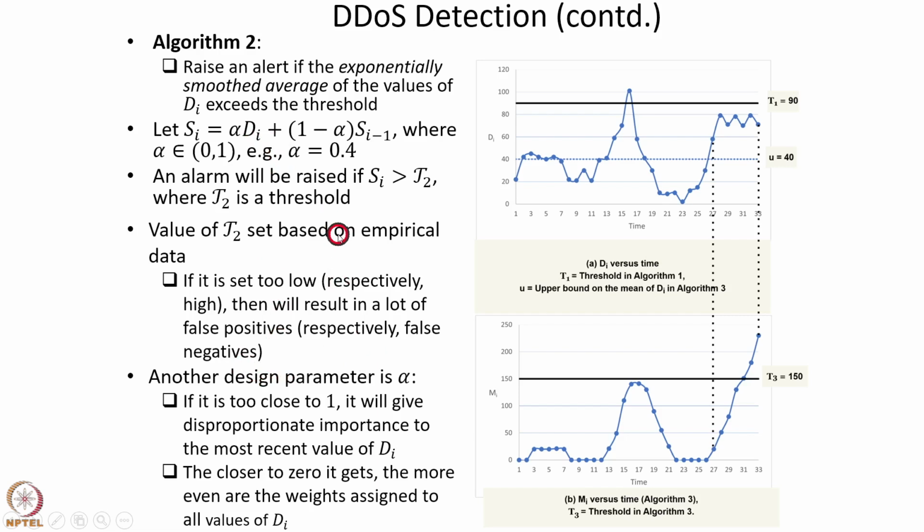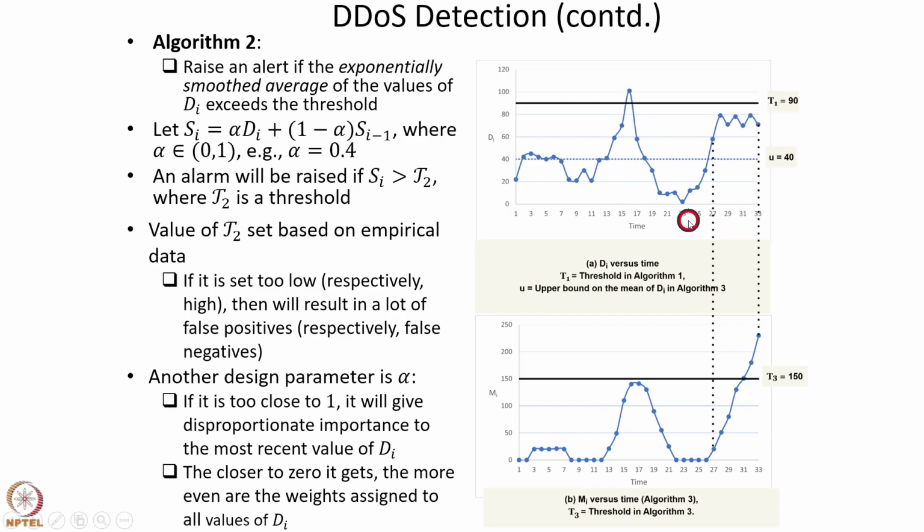So this algorithm overcomes the shortcomings of algorithm 1 since it uses averaging. It reduces the number of false positives and false negatives compared to algorithm 1. For example, at time 16, this value of Si will not be very high because the neighboring values of di are low. So Si will be low and likely it will not cross the threshold tau 2. Hence an alarm will not be raised at this point 16.